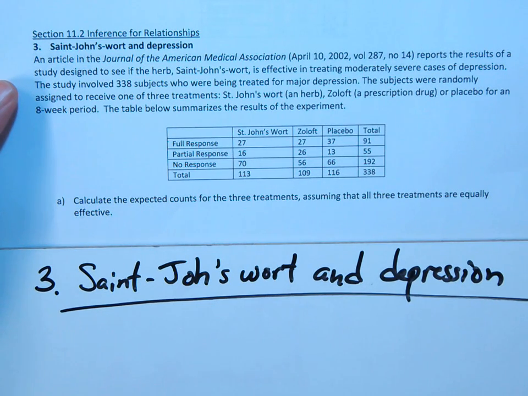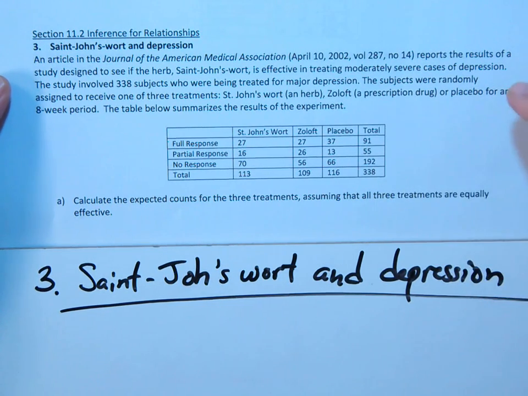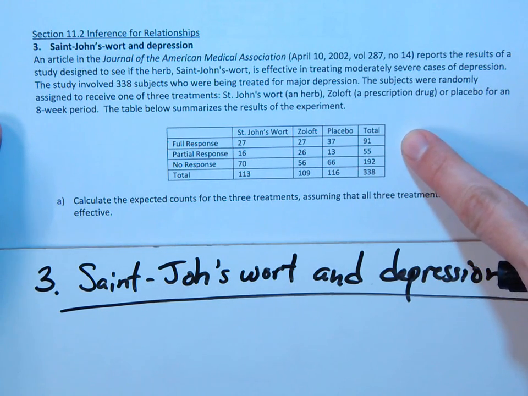The study involved 338 subjects, there's the total, who were being treated for major depression. The subjects were randomly assigned to receive one of the 3 treatments. So those are our 3 populations. The treatments are considered populations. St. John's wort, Zoloft, or a placebo for 8 weeks. Here's the table. And some had a full response, partial response, or no response.